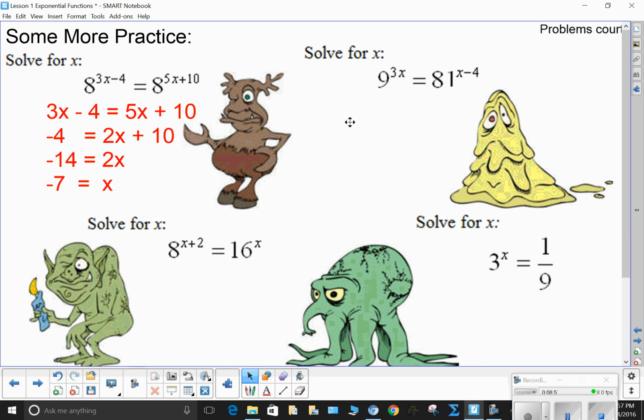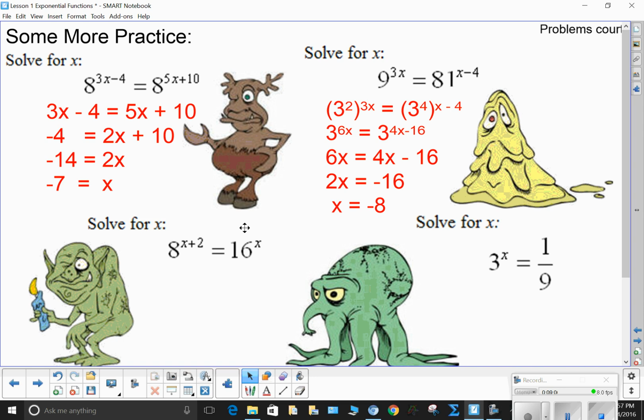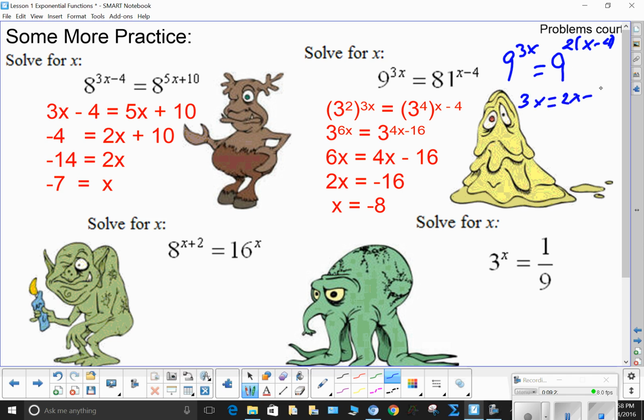Now this one's interesting. Here, I brought it down to 3. Do you have to bring it down to 3? No. I could leave it as 9 to the 3x. And then on the other side, I could do 9 to the 2 and the x minus 4. This would give me 3x is equal to 2x minus 8. I subtract the 2x from both sides, and x is equal to negative 8. Notice, same answer. So this one, it wouldn't matter if you wanted to use the base of 3 or the base of 9.